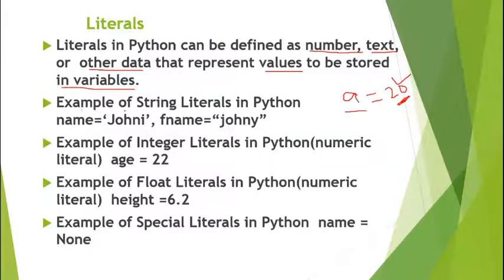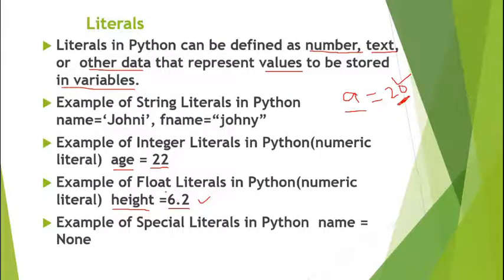More examples are given here. An example of a string literal in Python is name = "Johnny", fname = "Johnny". Both "Johnny" strings, spelled differently, are termed literals. These literals can be stored in a variable or identifier, here name and fname. Examples of integer, numeric literals are also here: 22 we have stored in the variable age. Here 22 is a literal. An example of a float literal: 6.2 we have stored in a variable height, so 6.2 is a literal.